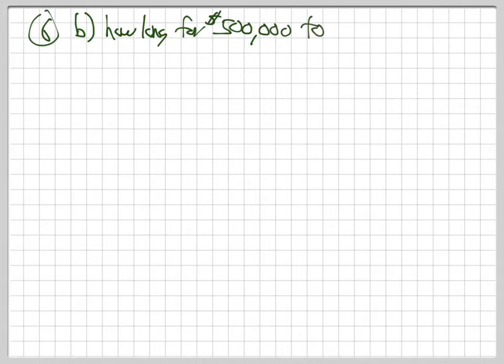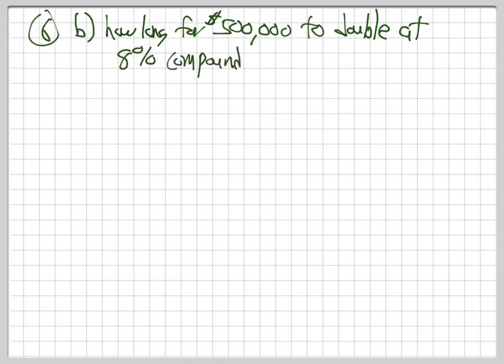So here's 6B, and they're saying how long for 500,000. So part A said how long for 5,000 to double. Part B said how long for 500,000 to double at same conditions, 8% compounded continuously.